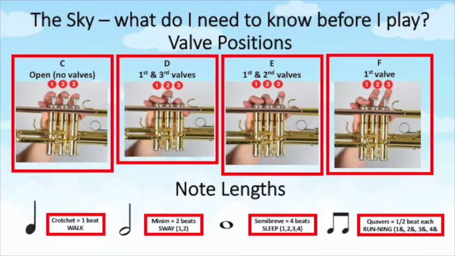For people who play a valved instrument, remember C is open, no valves, D is first and third valve, E is first and second valve, and F is first valve.